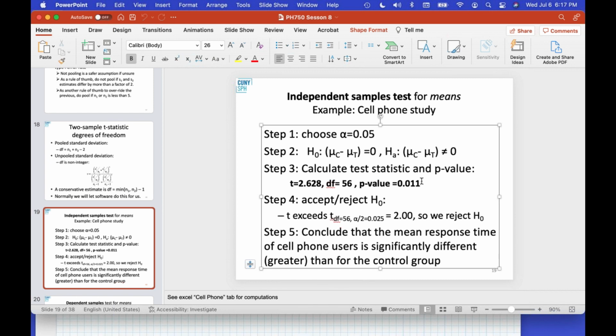So we accept or reject the null hypothesis. In this case, our t-value we calculated exceeds 2.0, so we reject the null hypothesis. And we conclude that the mean response time for cell phone users is statistically significantly different than the control group. As it happens, it's greater. We didn't make that assumption in the beginning. We just said different, right? Just said that the difference was not zero. So that's where we stand with that.